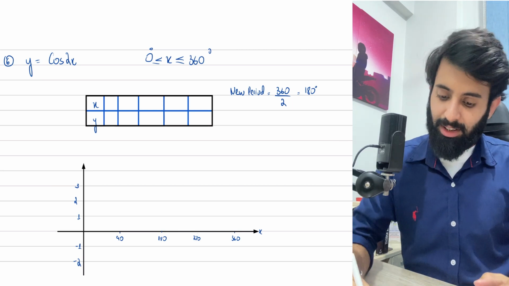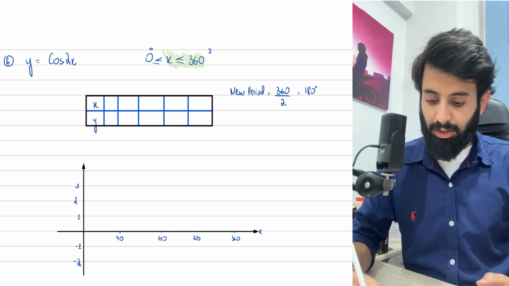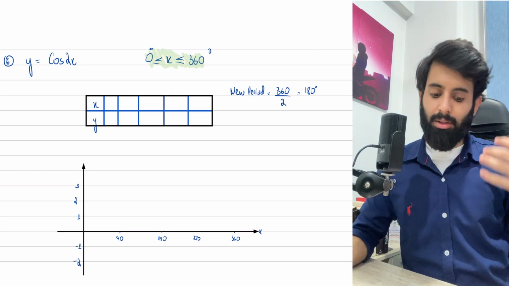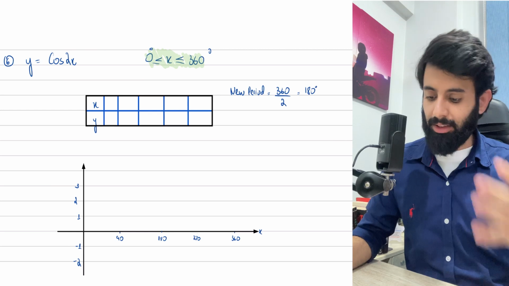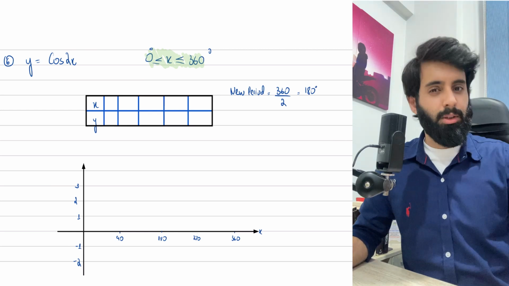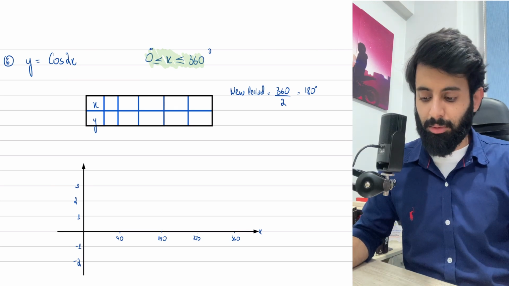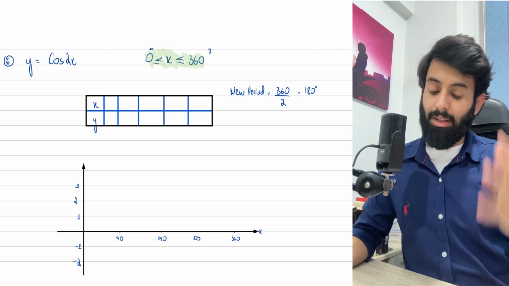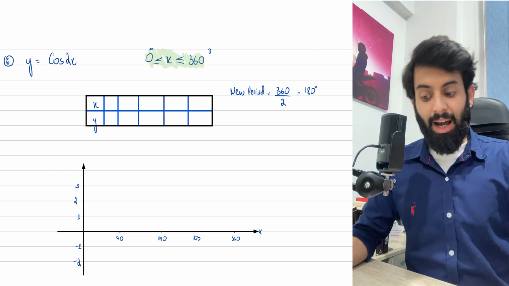And because my range is from 0 to 360 degrees, I will be able to make how many cycles? I'll be able to make 2 cycles. There's confusion amongst a lot of students that since you have cos 2x, that naturally means you're going to make 2 cycles. No, that does not mean that you will always have to make 2 cycles.